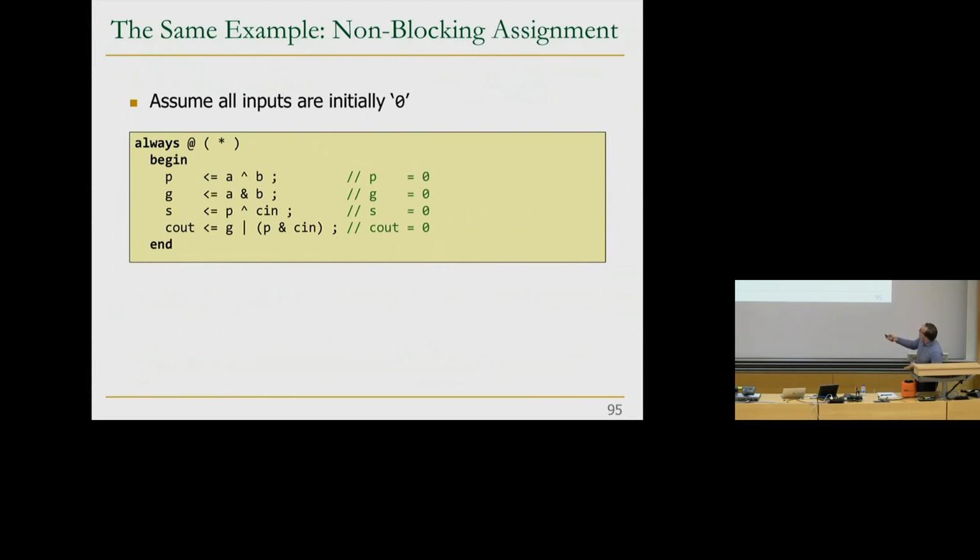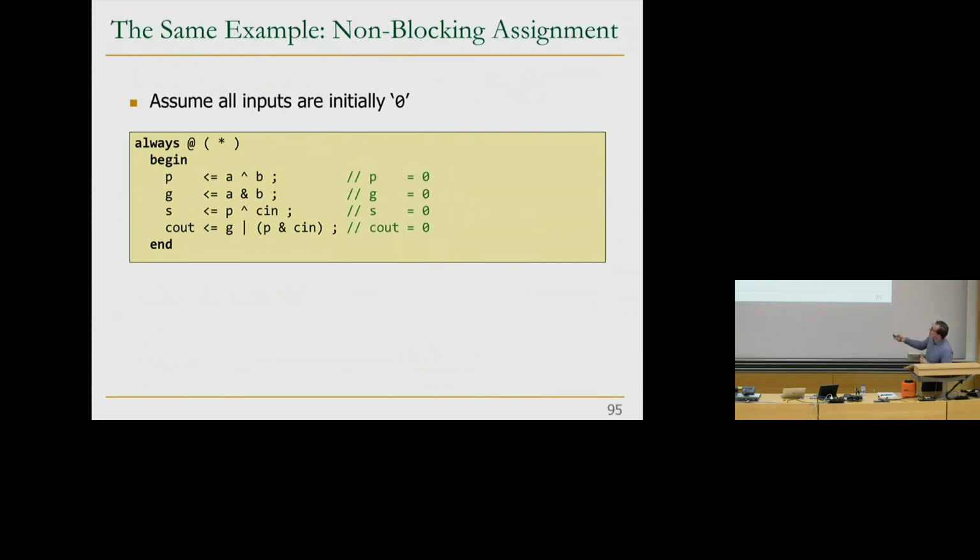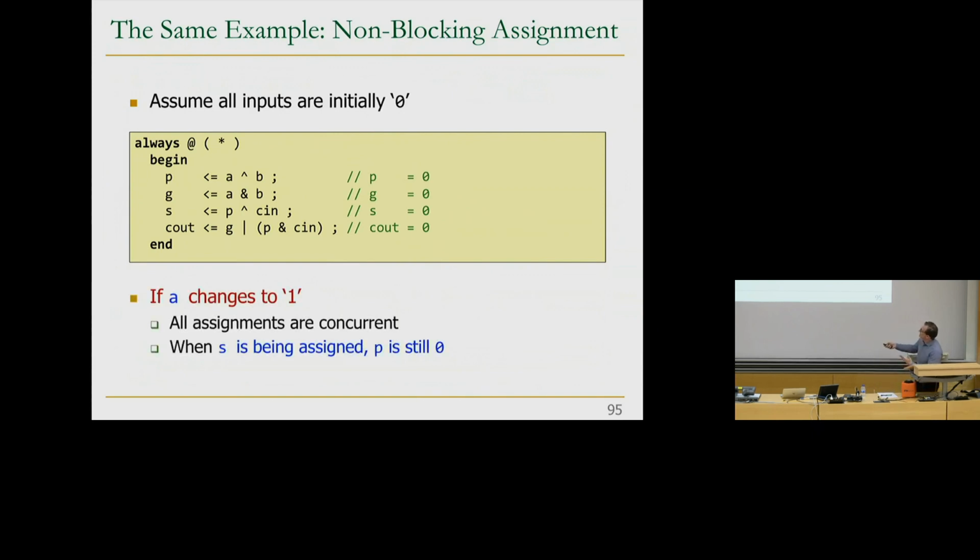So assume the same thing. This is the non-blocking assignment. In the blocking case we execute everything in order, so this one got the new value of P, and also this one got the new value of P and G at the end. Assume these were non-blocking, all of these are executed concurrently. So you need to think in parallel over here. This is all concurrent, meaning that each statement uses the old value of A and B, or whatever the inputs are. So if you look over here, when S is being assigned, P is still 0, because remember, this gets assigned at the end of the block.